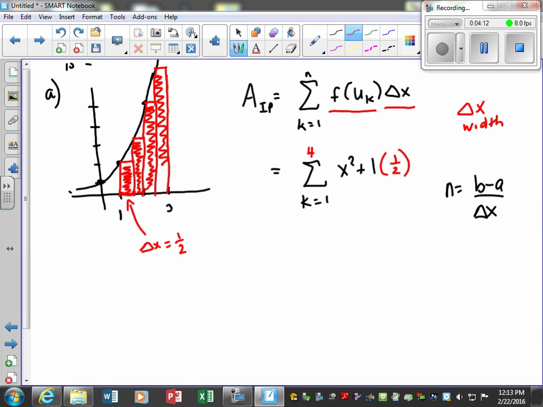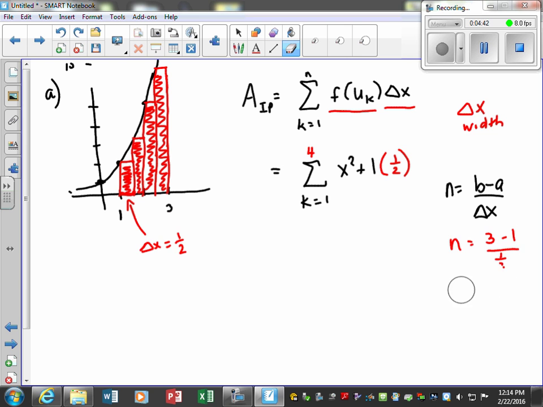Visually we saw that we have 4 rectangles over here. Let me finish sketching these out. But I also have a formula. The number of rectangles can be found by this formula. b minus a, which in this case would be 3 minus 1 is 2, divided by 1/2. So n is equal to 2 divided by 1/2, which is just 4. That's the same thing that we got.